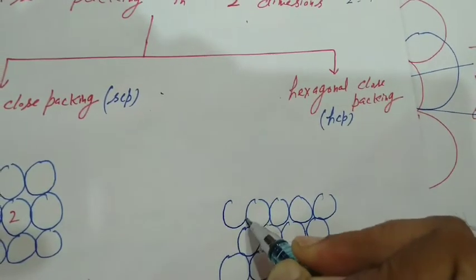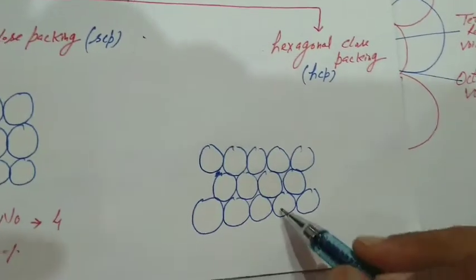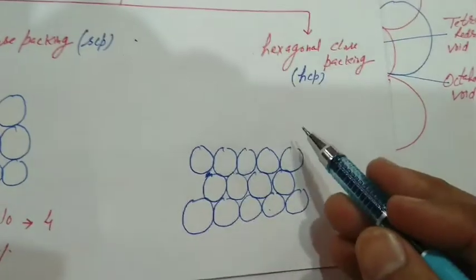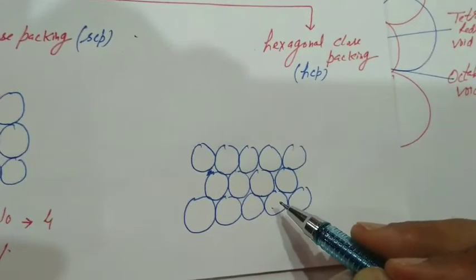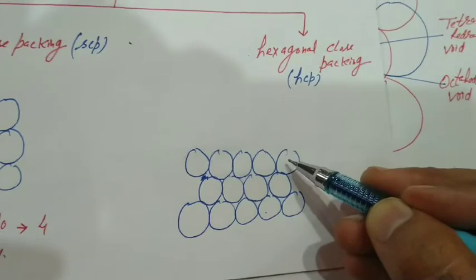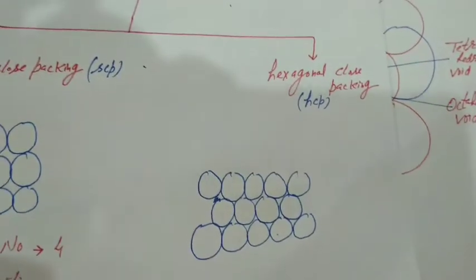Similarly, this will come in this way. Now please, students, this is called AB arrangement. The second row is different from the first row, but the alternate rows are identical: first, third, fifth, and second, fourth. It is called AB arrangement.